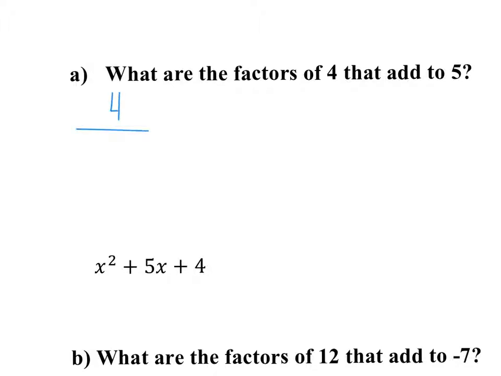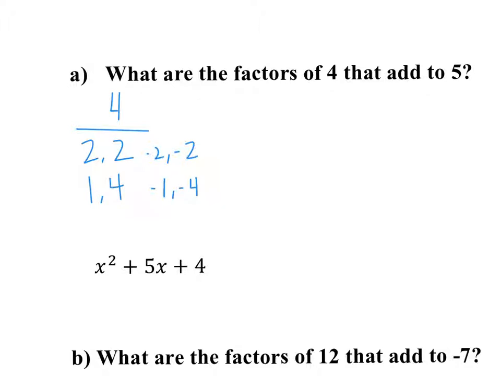Good, 2 and 2. And what else? Good, 1 and 4. What if I told you that I had 2 more? Negative 1 and negative 4. There you go. Negative 2 and negative 2. Awesome. So all of those multiplied together would give me that positive 4 that I'm looking for.